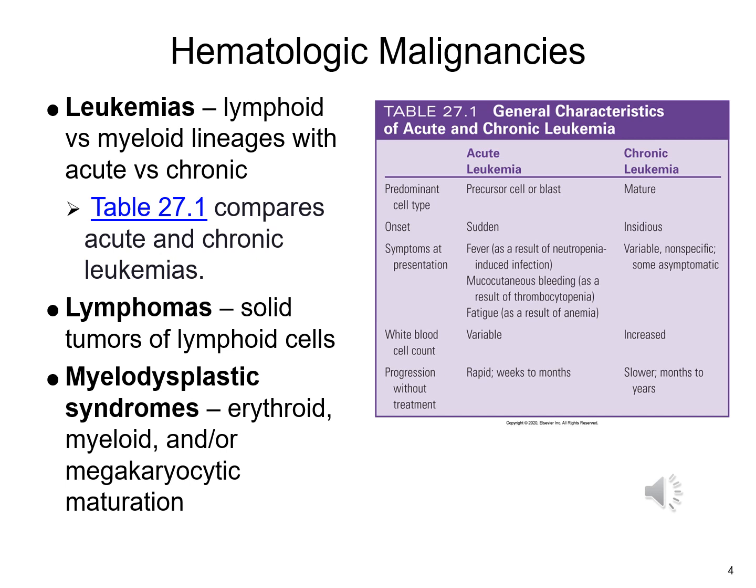So just as a recap, your leukemias are your lymphoid versus your myeloid lineage, with acute versus chronic. There's a nice chart in your book that compares those and the differences between them. Your lymphomas are your solid tumors of your lymphoid cells, and your myelodysplastic syndromes will affect your erythroid, myeloid, and or your megakaryocytic maturation, or your platelet maturation.